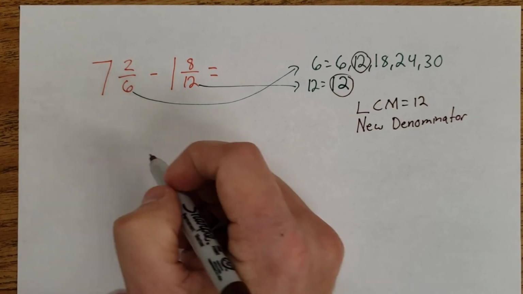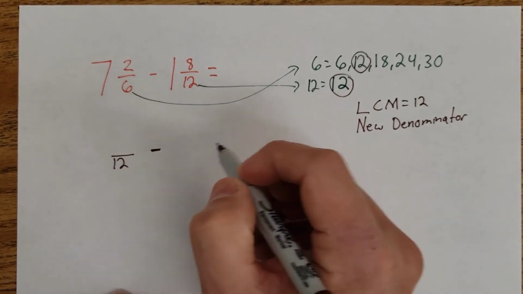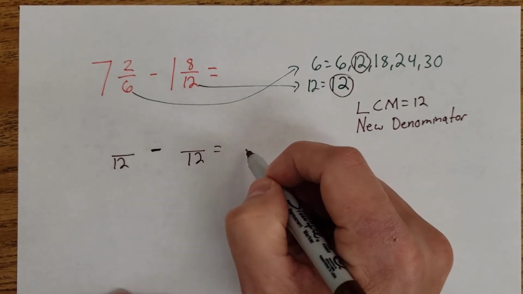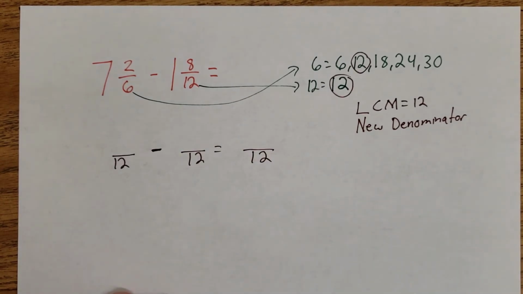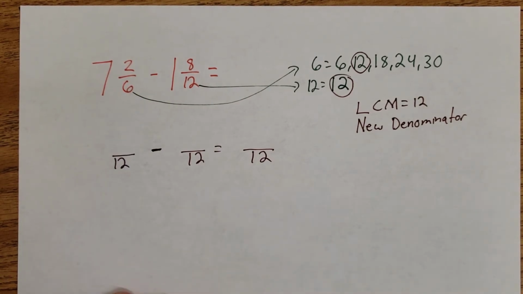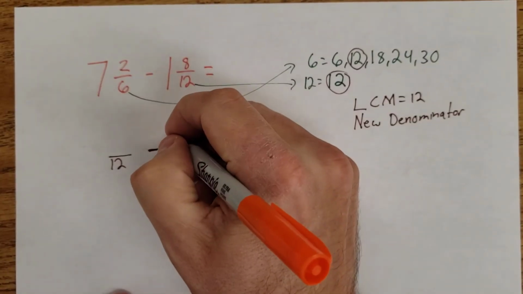So we know now that we're going to have something twelfths minus something twelfths, and it's going to equal something twelfths. So let's see how that happened. We got to figure out, how did our fractions change? It was a 6. Now it's a 12. Oh, don't forget your whole numbers either, guys. Don't forget to bring those whole numbers down.